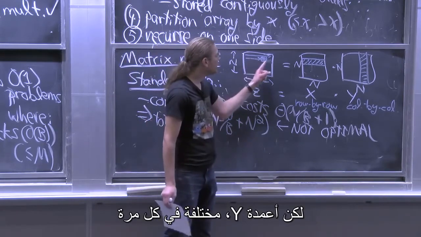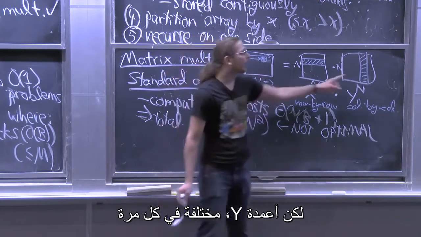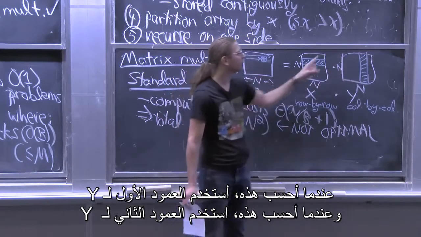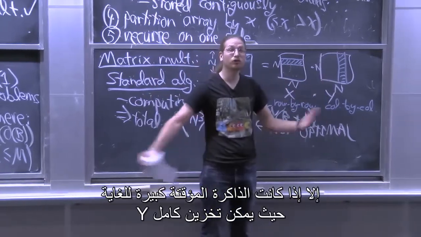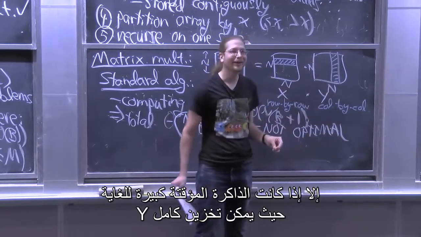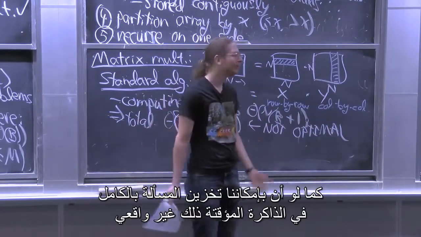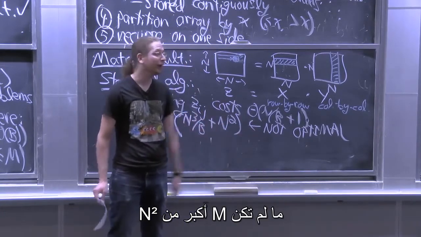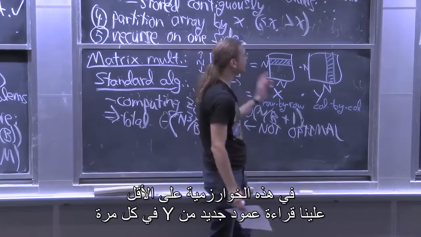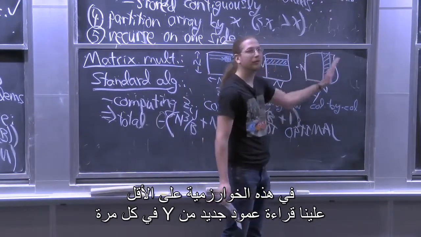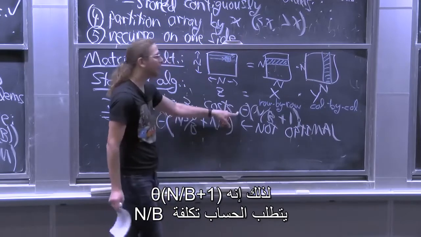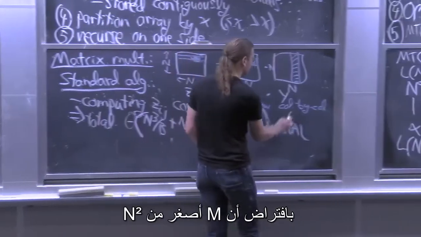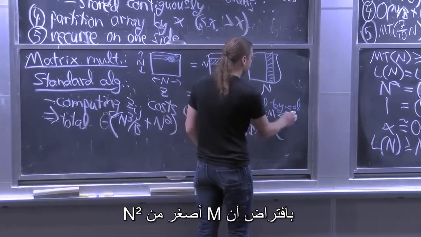But the columns of Y, those are different every time. When I compute this one, I use the first column of Y. When I compute this one, I use the second column of Y. Unless the cache is so big that it can store all of Y, which is like storing the entire problem in cache, that's unrealistic. So unless M is bigger than N squared, in this algorithm at least, you have to read a new column of Y every single time. So that's why it's theta N over B plus 1. You need to spend N over B, assuming M is less than N squared.